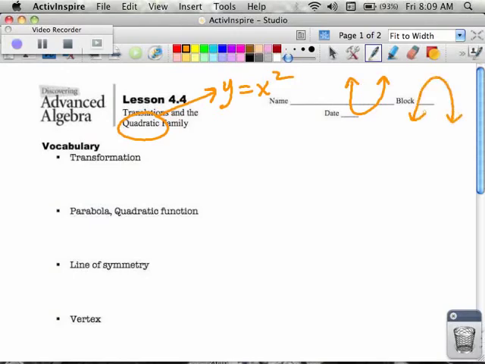And we're going to talk about today, kind of like we did with the super secret notes in the V graph, and how we move things left and right, up and down, that kind of thing. We're going to do the same type of thing today. So we have some vocabulary first, and then we're going to do some of that stuff.